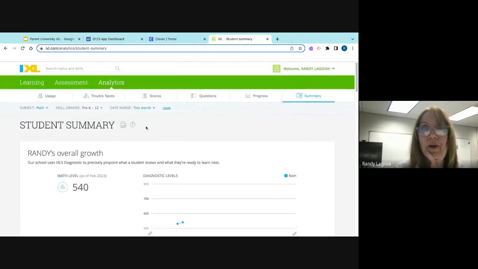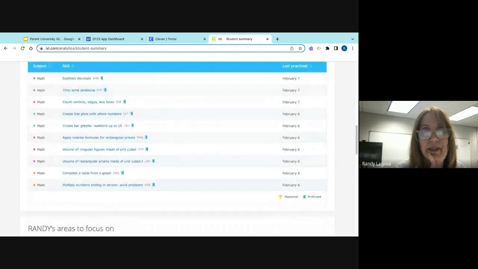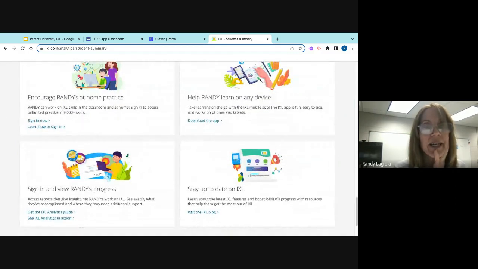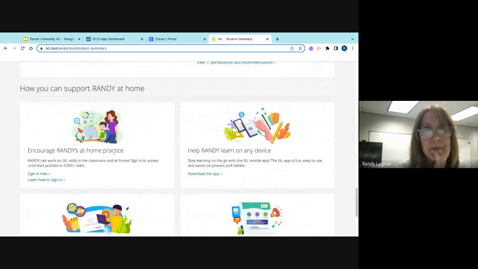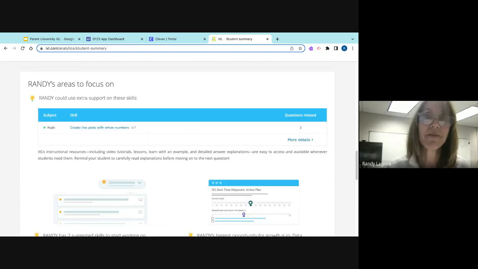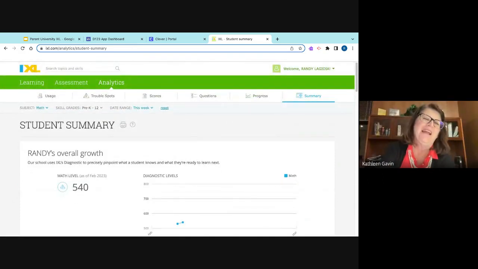And then you get a report. Again, you can choose this month, you can choose this week, and you get more information about questions, what was answered. You can see the skill list, areas to focus on, and then some tips from IXL for supporting learning at home. I really like the fact that you can download an app. So there's lots of ways to access the program.